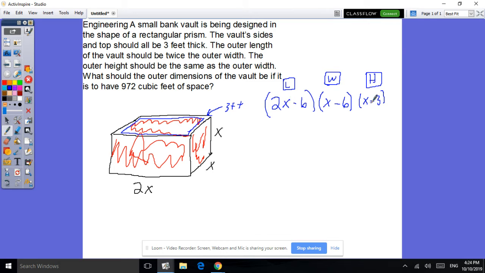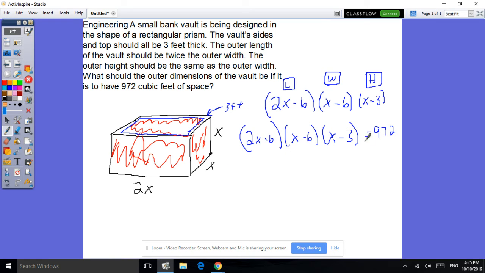I want to take this, and it says what should the outer dimension of the vault be if it is to have 972 cubic feet of space? Well, we're talking about the volume. And remember, volume is going to be length times width times height. So I'm going to take this and write out my equation. 2x minus 6 times x minus 6 times x minus 3. That's my equation, equals 972. Because whenever you're solving an equation, you're writing out a true statement.